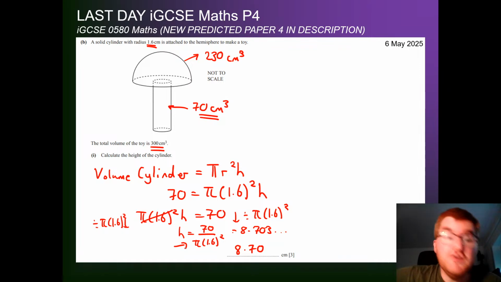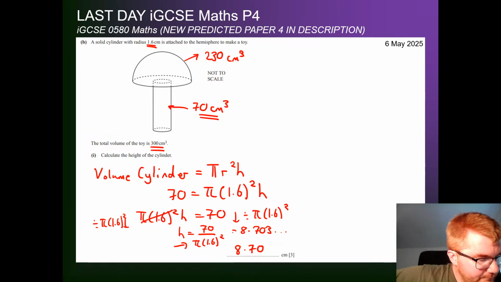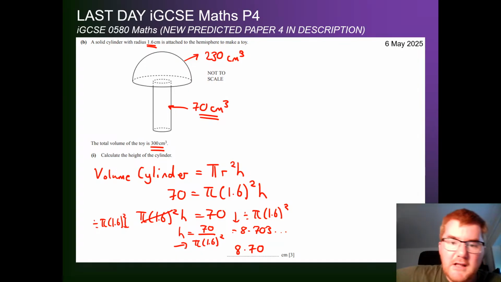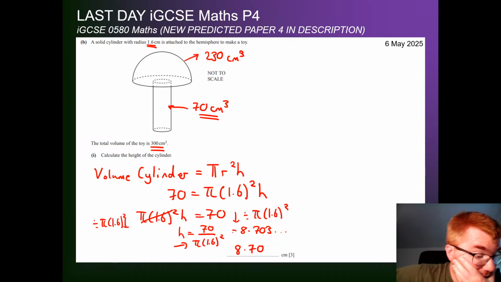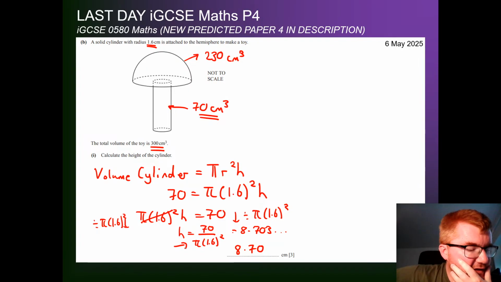Okay, any questions on that? 8.70, 8.70. Very, very good. Well done. Can I go a bit slower? I'll do my best. I certainly will do my best here. Asymptotes. Yeah, I think that's tripped up a few people on paper 2, yeah?